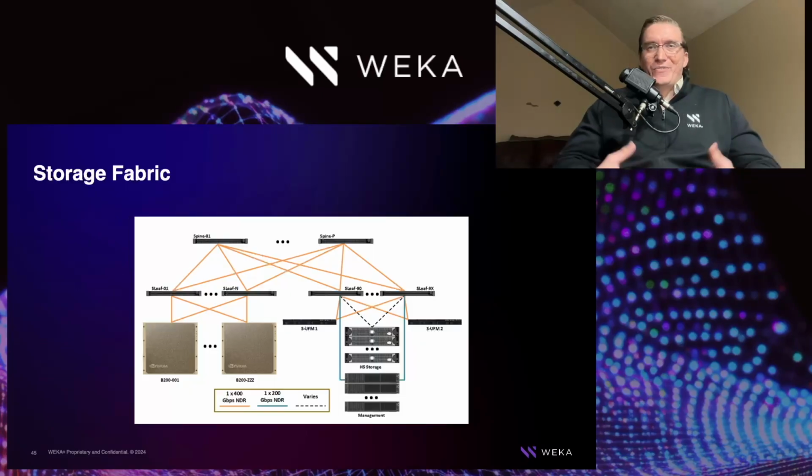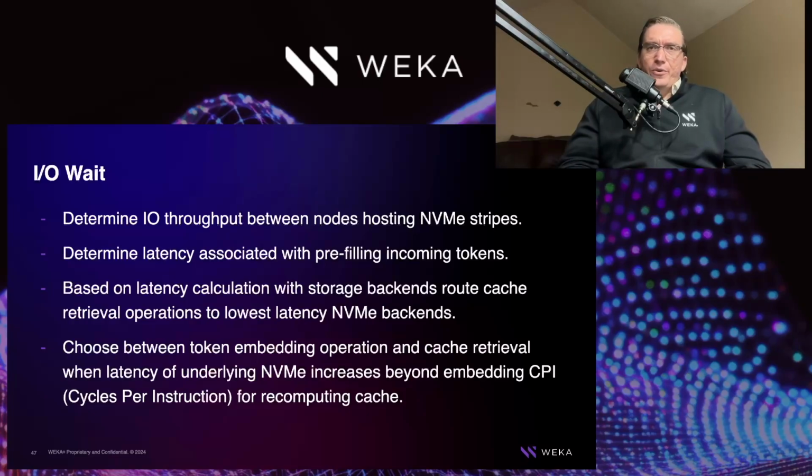Now, as we've discussed, this is from the DGX reference architecture, and we see a great deal of variation, and it is often not deployed with the reference architecture completely implemented. So these are some of the things that we need to determine in order to properly assess how fast or slow the storage is in any given environment. We need to determine the I/O throughput between the nodes that are hosting the NVMe stripes for this distributed system. We need to determine the latency associated with an operation. We need to look at the latency of the underlying NVMe backends. That can vary based on how the storage fabric has been configured, the number of NVMe stripes, the number of replicas, the size of the cluster, and the locality of the data that might reside on some NVMe.